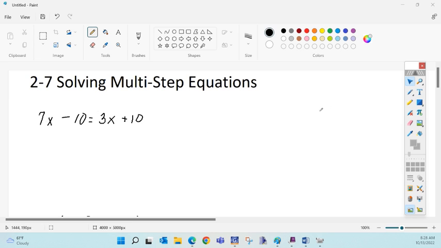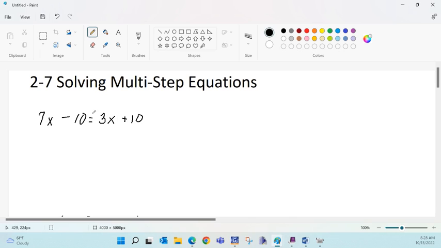Multi-step equations. Now, before when we were looking at these things, we were looking at putting like terms together, if there were any, on one side of the equals. If you'll notice, on this side of the equals, the like terms are already put together. And on this side of the equals, the like terms are already put together. Now, what we need to do is get an x all by itself, but I've got x's on both sides.